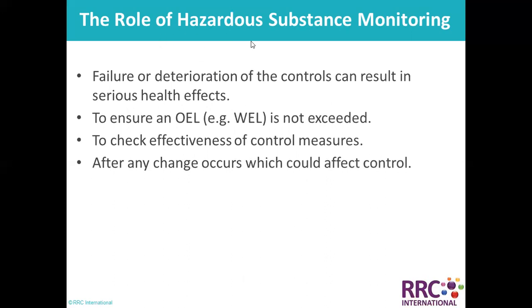Now, what is the role of hazardous substances monitoring? Failure or deterioration of the controls can result in serious health effects. That is why we monitor: to ensure the OEL or WEL is not exceeded, and to check the effectiveness of control measures after any change occurs which could affect control. So workplace exposure limits must not be violated.